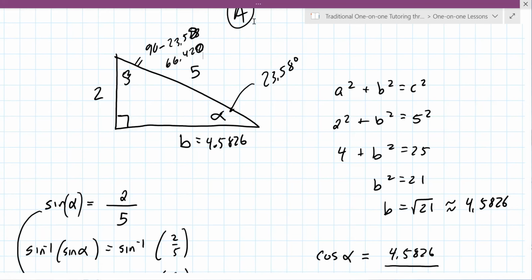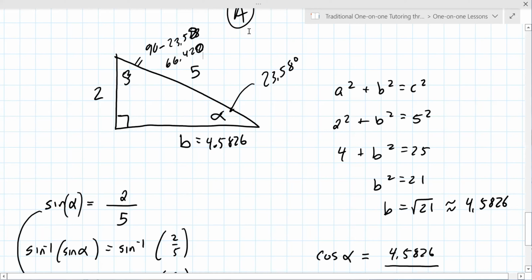Okay, so that is everything for this problem, and allows me to give you some options for how to proceed from here.